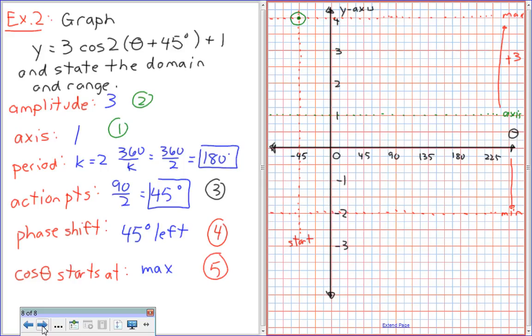Okay, I'm going to pick on something at random. So a question or an answer? Level question. Action points. Why is that 90 divided by 2? Every 90 degrees, when the graph goes from the middle to the top, to the middle to the bottom, something happens. It's divided by 2 because there's a vertical compression of 2.